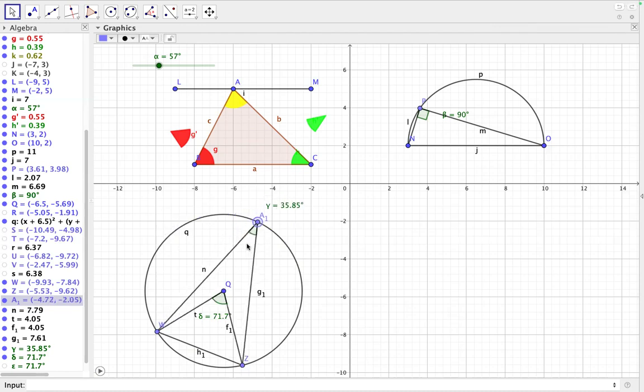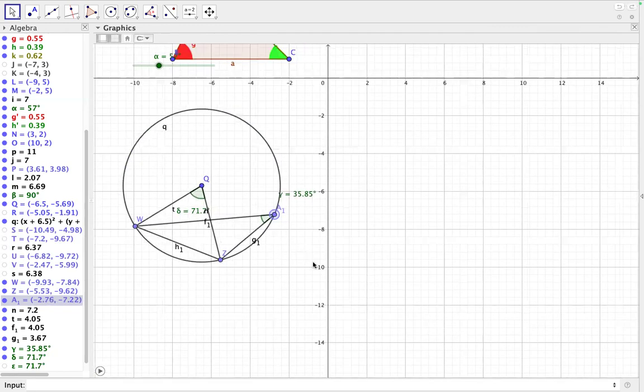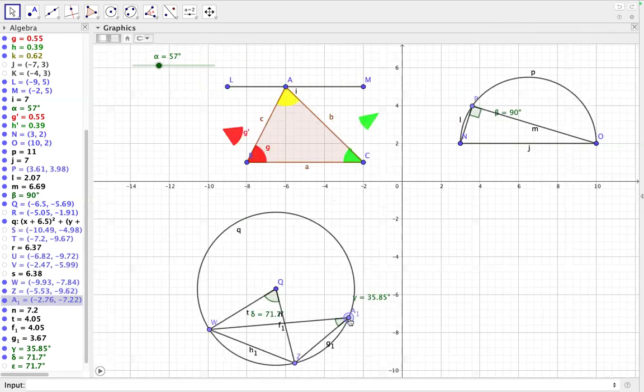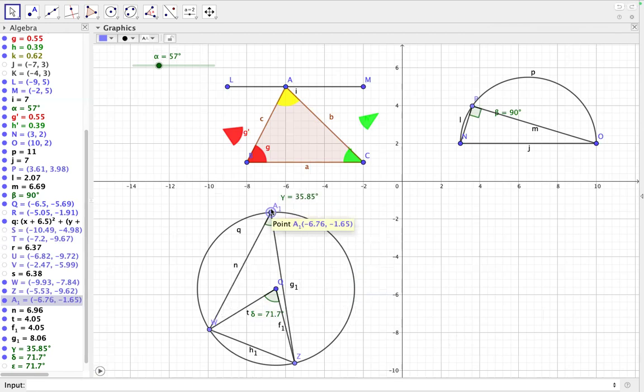So you see it's 35.85 regardless of the position on the circle. So it can even come somewhere here. It wouldn't matter. It can even go somewhere here. It still doesn't matter. The angle will still be the same. So we just have it up here, but it doesn't make it different.